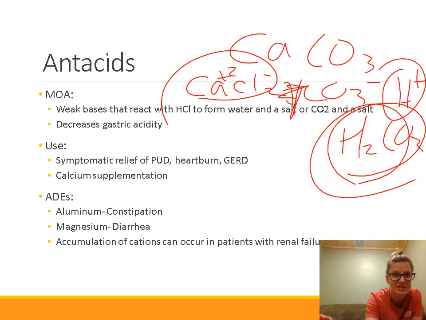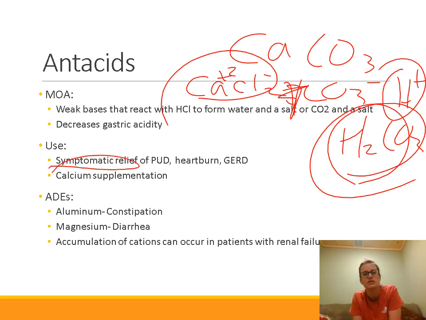Antacids are used for symptomatic relief of peptic ulcer disease, heartburn, or GERD. They're not used to actually heal ulcers. They're just there for symptomatic relief. They do provide very rapid relief. They can also be used for calcium supplementation, right? Hence, calcium carbonate, you're giving calcium.